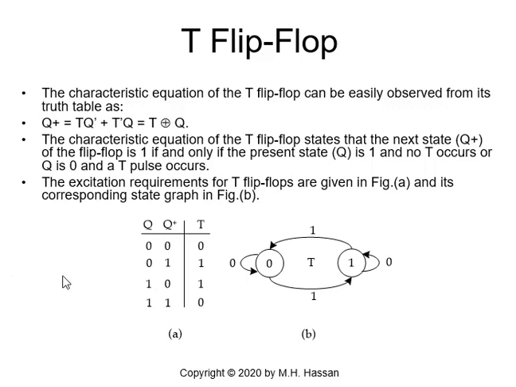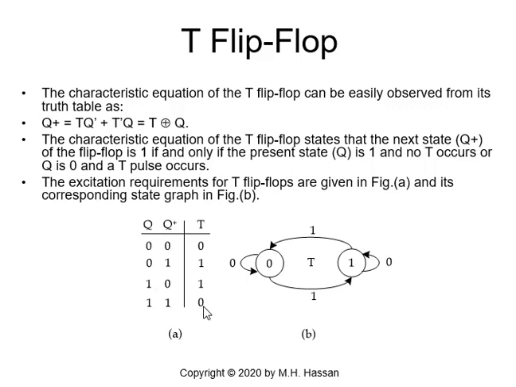So Q to Q plus: 0 to 0, we need T 0; 0 to 1, we need T 1; 1 to 0, we need T to be 1; and 1 to 1, we need 0. And this is very correct. If Q plus is equal to T exclusive OR Q, T will be Q exclusive OR Q plus, and this is what happened here. Because 0 exclusive OR 0 is 0, 0 exclusive OR 1 is 1, 1 exclusive OR 0 is 1, and 1 exclusive OR 1 is 0.